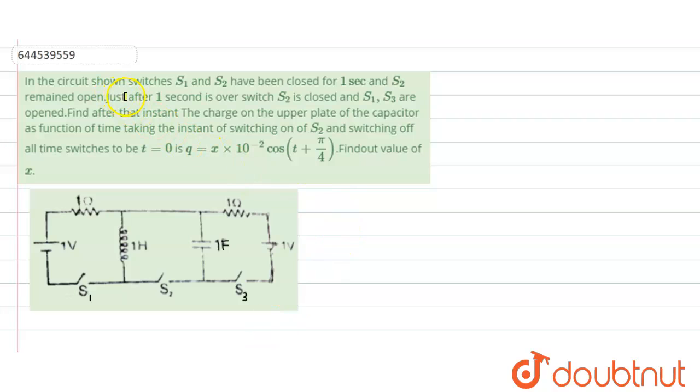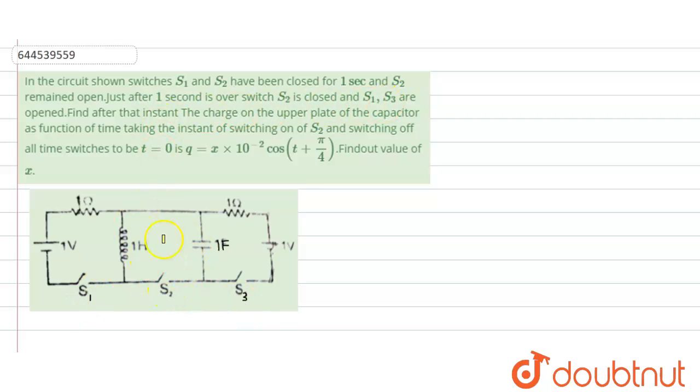Hello everyone, let us start with our question. In this question it is given that in the circuit, switches S1 and S3 have been closed for 1 second and S2 remains open. Initially S1 and S3 are closed and S2 is open. Now after 1 second, S2 is closed and S1 and S3 are open.